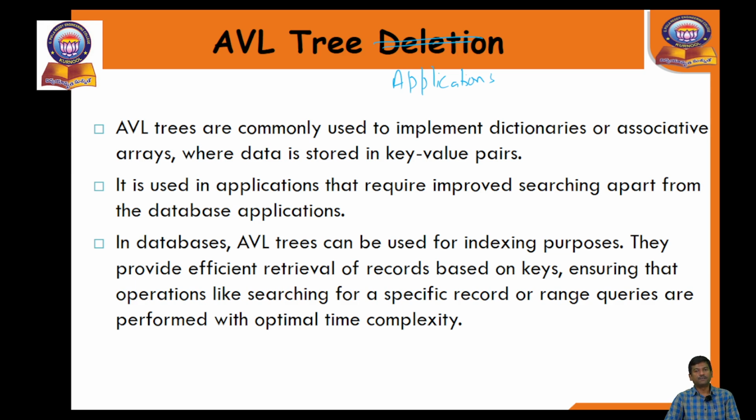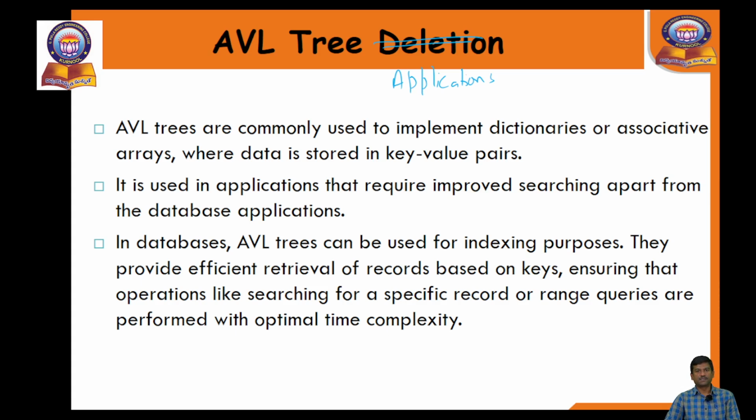AVL trees can also be used for indexing purposes, and they provide efficient retrieval of records based on the keys, ensuring that operations like searching for a specific record or range queries are performed with optimal time complexity. So those are the applications of the AVL tree.